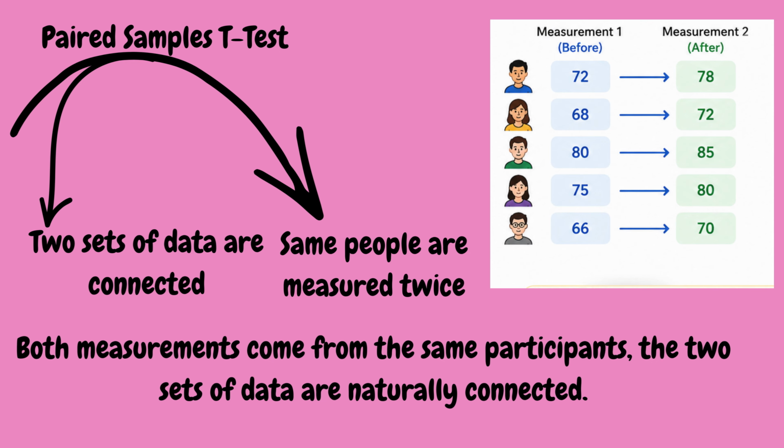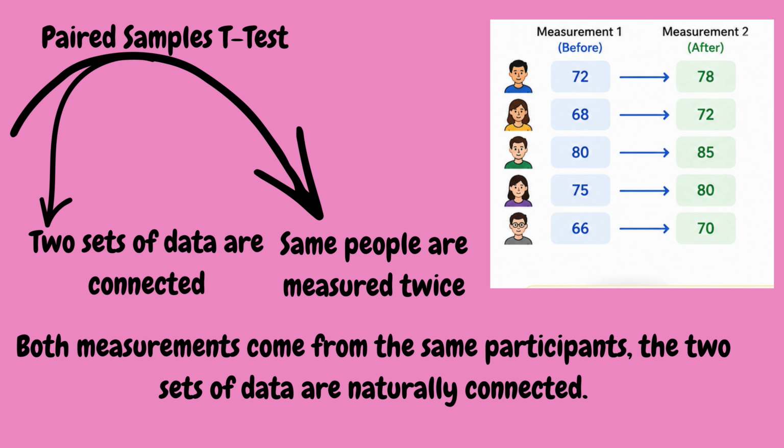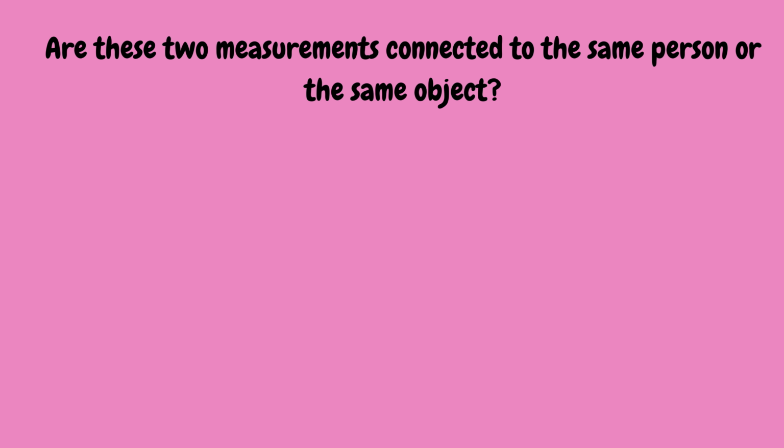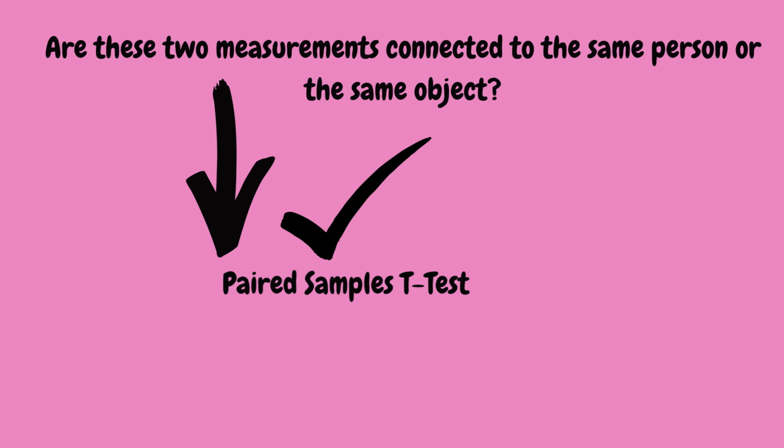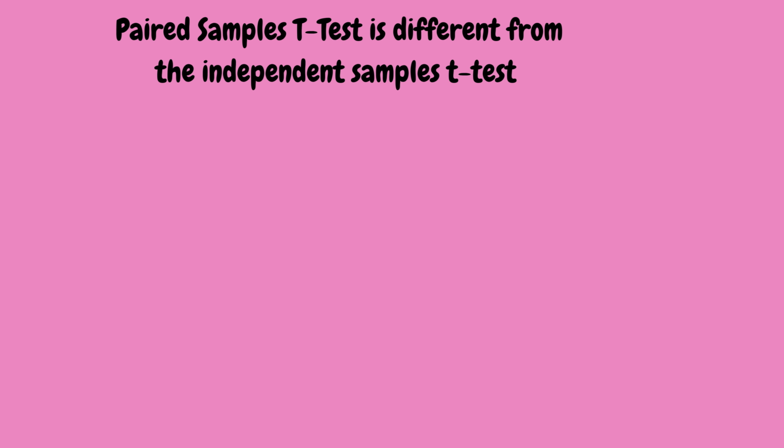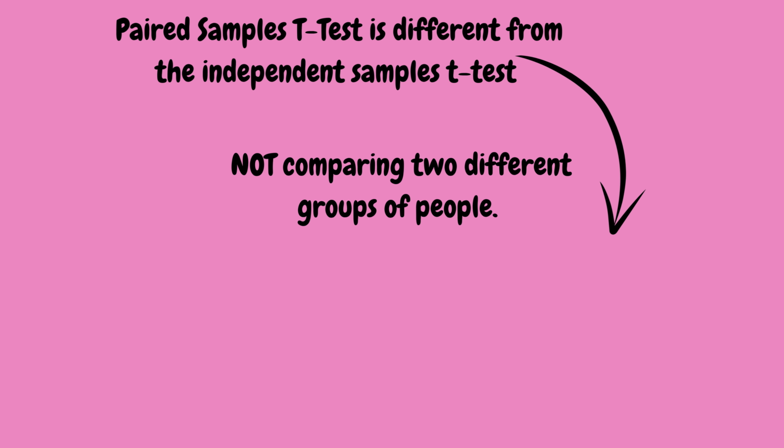Since both measurements come from the same participants, the two sets of data are naturally connected. You should ask yourself, are these two measurements connected to the same person or the same object? If the answer is yes, then you should use a paired samples t-test. This test is different from the independent samples t-test because you are not comparing two different groups of people.